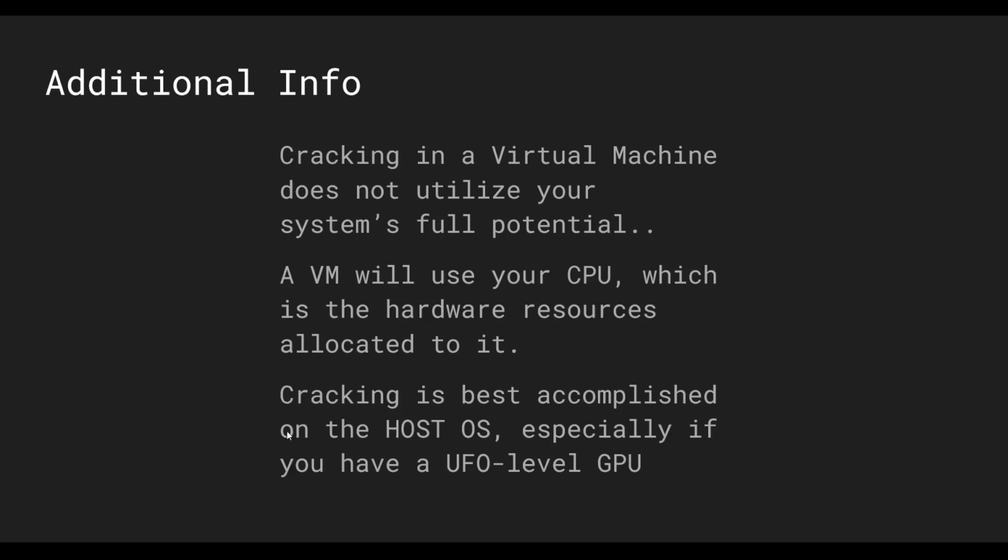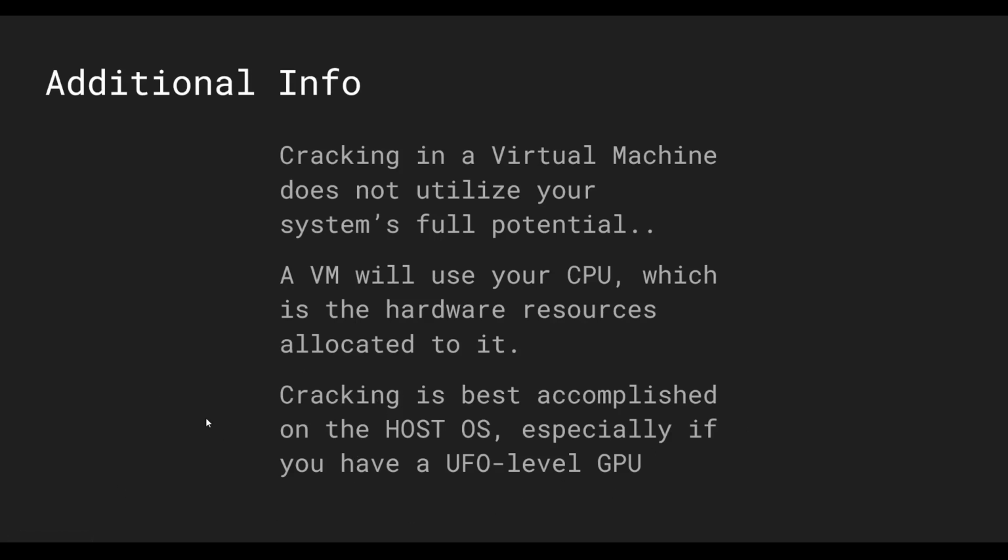If you really want to crank up your password cracking potential, you've got to do it on the host OS. If you're running Windows, you're not really going to be able to run John the Ripper. You can probably run Hashcat on there. I've done that before, and it's significantly better than running it in a VM. But ultimately, you've got to migrate to the host OS if you want to do any real and significant password cracking.